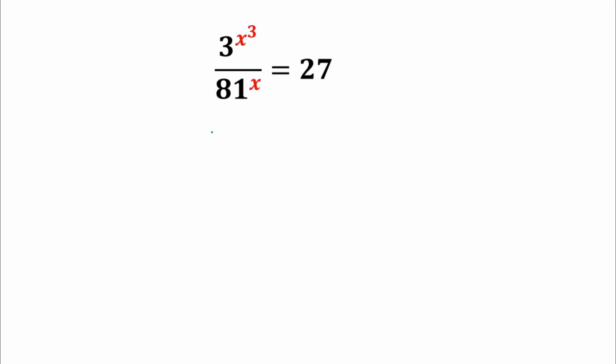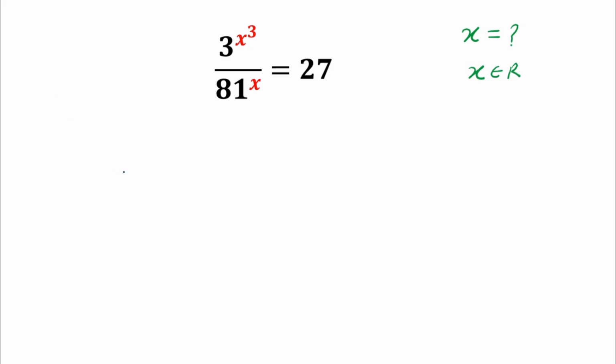Hello students, in this video we are going to solve a nice exponential problem. Here we have (3^x)^3 divided by 81^x, this is equal to 27. Here we need to calculate all possible values of x, where x belongs to the real numbers.